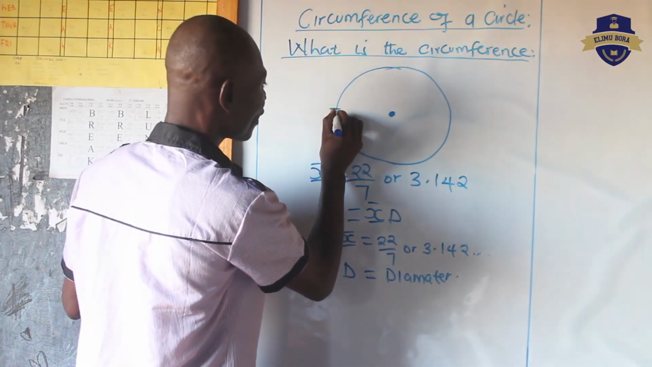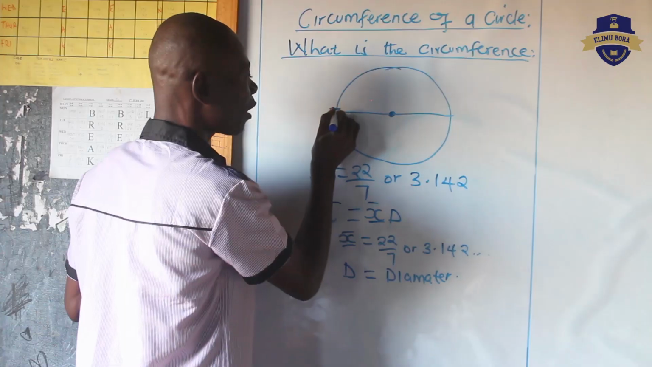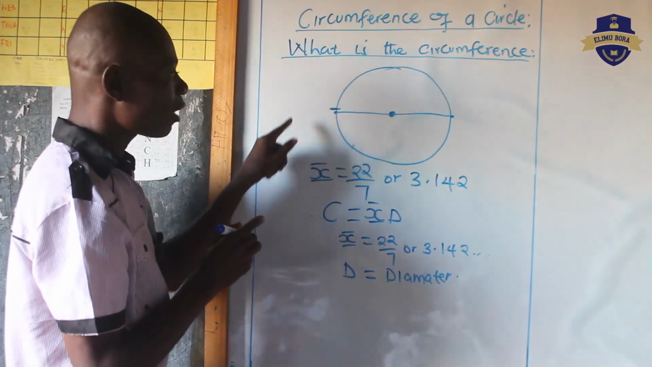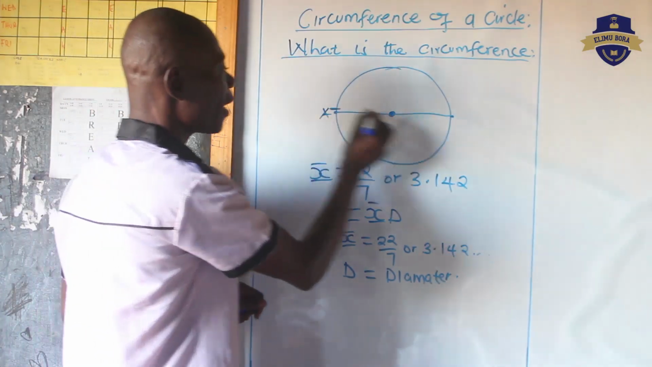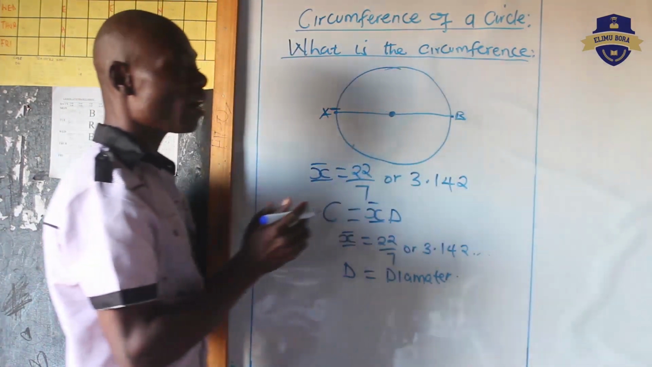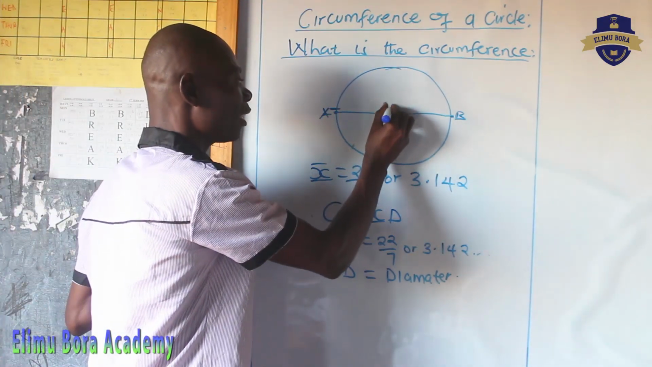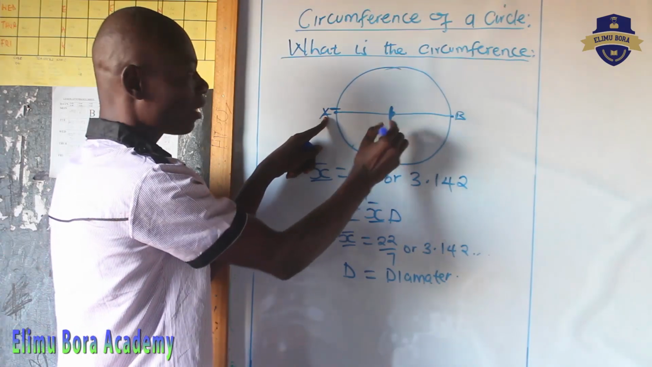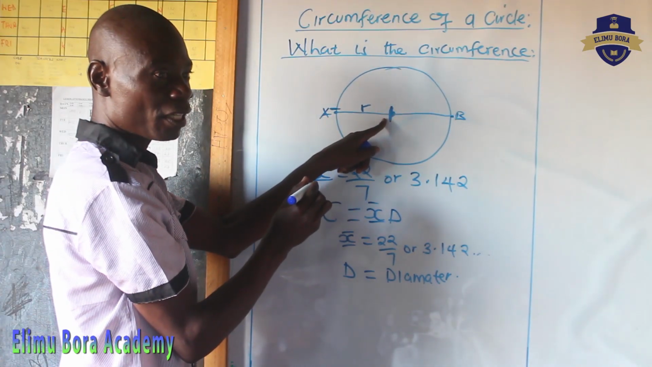So remember, this line passes through the center. Remember, this is the center. So this line runs from circumference to circumference, but with a condition: it passes through the center of the circle. So this line AB is what we call the diameter line. But a half of the diameter, the line that runs from the circumference up to the center, that's radius. It is called radius. Are you getting my point?